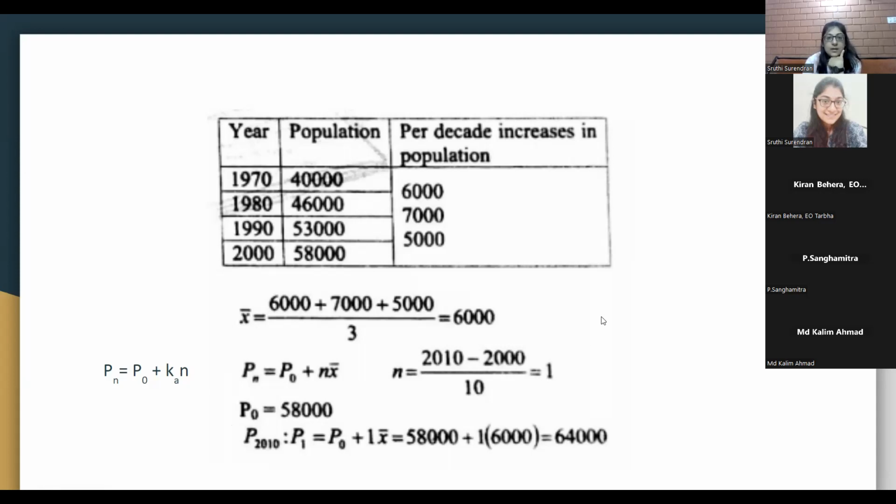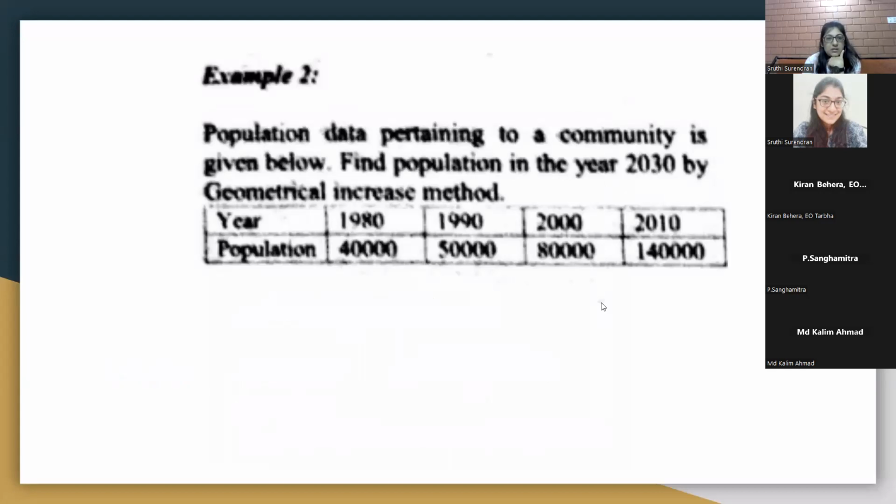Now next question. I hope the question is clear. The print is not very clear. Population data pertaining to a community is given below. We are supposed to find the population for the year 2030 by the geometrical increase method. Years are 1980, 1990, 2000, 2010. 10 years data is given. First population is 40,000, 50,000, 80,000 and 1,40,000. A simple direct substitution of the formula.